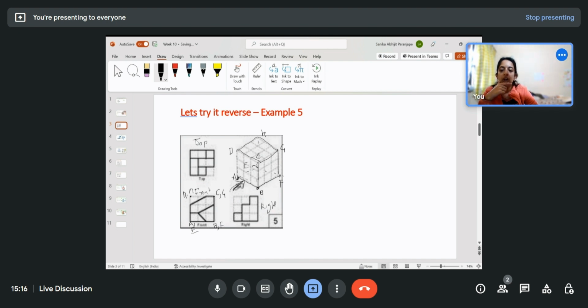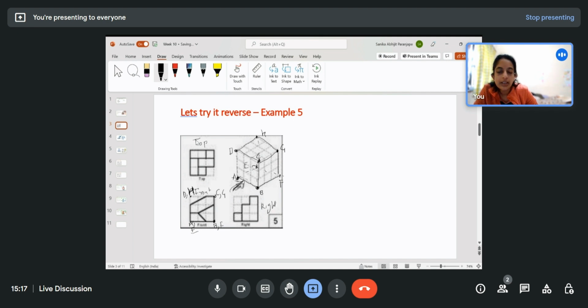So now I have D and H here, D and H. Here I have C and G behind C in front view. Similarly, here I have A and E behind A. And last corner of the square, we have B here and F behind B.